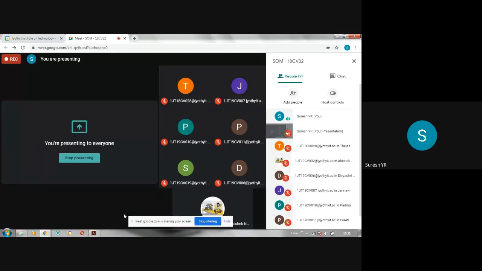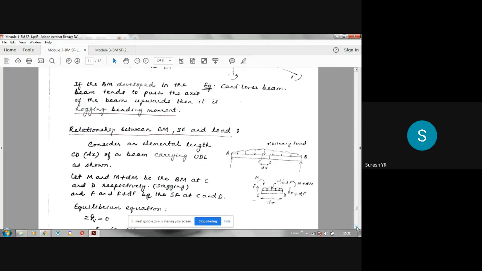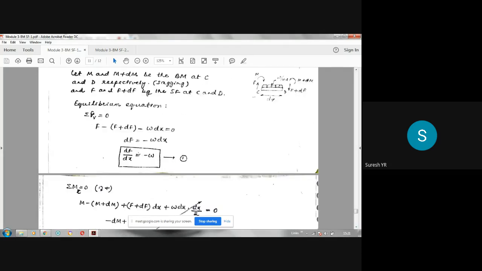Now today we will see how the relationship between bending moment, shear force and load will be there. So the relationship between BM, bending moment, SF, shear force and the load, UDL. Normally the load is taken as UDL here. How are they related? We can always prove that the rate of change of shear force with respect to distance is load: dF by dx is equal to minus W.